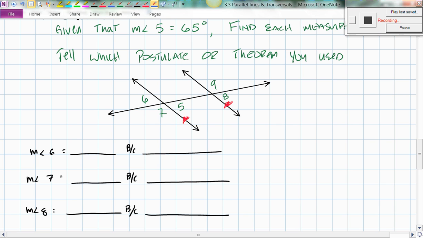I'm going to tell you one of these angles. I'm going to tell you that this angle right here is 65 degrees. Okay? 65 degrees. I'd like you to tell me the measure of angle 6 and tell me why. Who can do it?